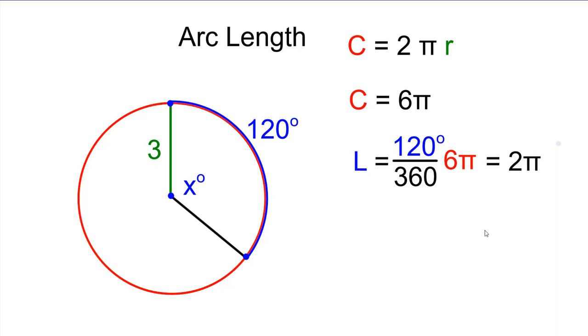All right, so the length here is 2 pi. So what's the part that's left over? Well, if the whole thing was 6 pi and this is 2 pi, that means the leftover part over here in red would be 4 pi.